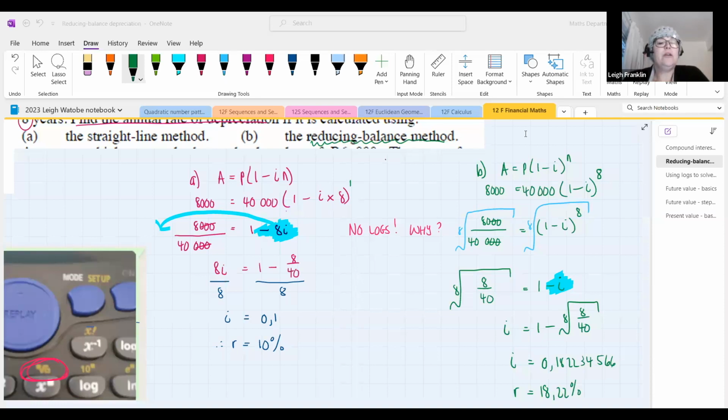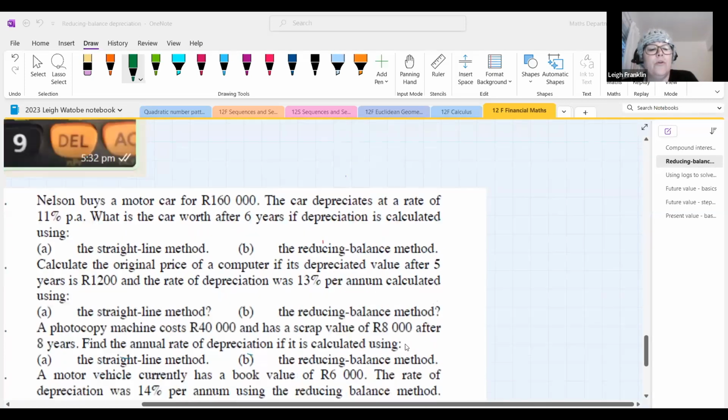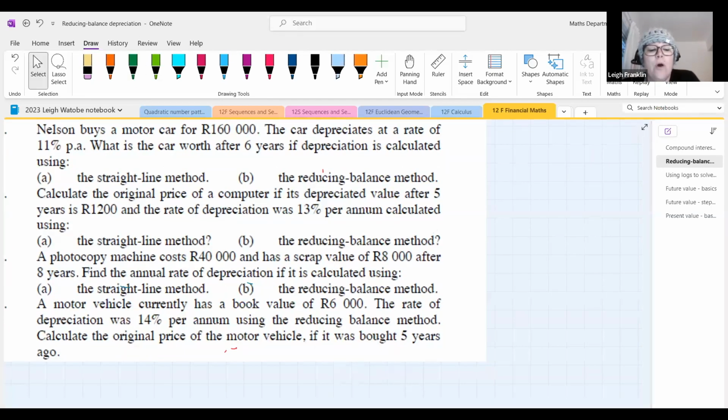All right, so we've calculated A, we've calculated P, we've calculated i. We're also going to calculate n, but I'm going to do that on Tuesday with you. I'm going to do a lesson on logs and what they mean and when we use them and how to use them, etc. So I'm not going to do logs today.